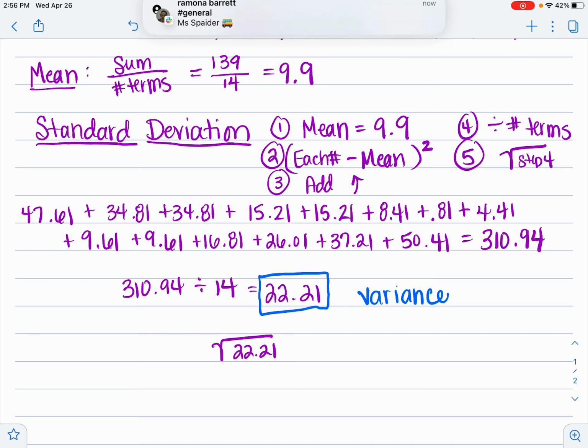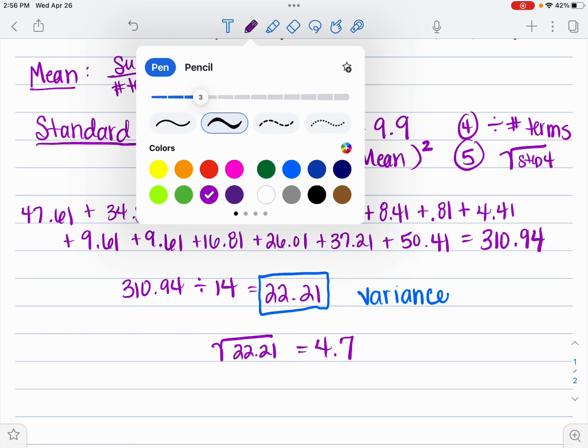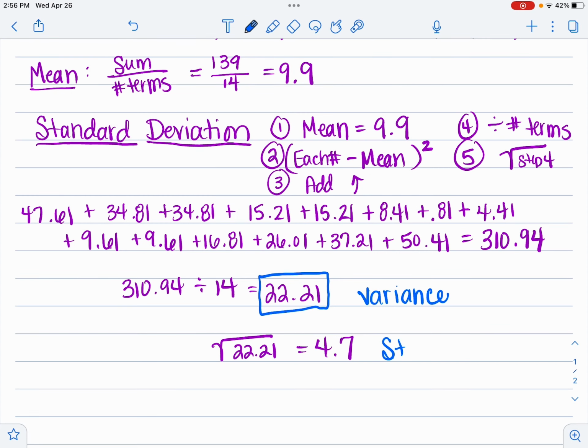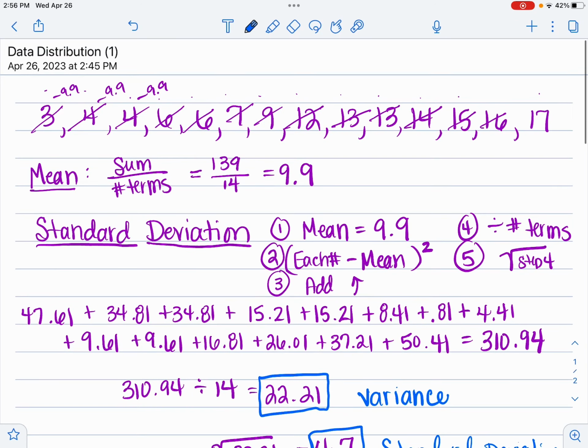So let me do that in my calculator. And I get 4.7 when I round it. So 4.7 is the standard deviation. So that was a lot. But that's how you find the standard deviation. Now what that means is that on average, each one of the pieces of data is about 4.7 away from the mean, which is actually what we just found.